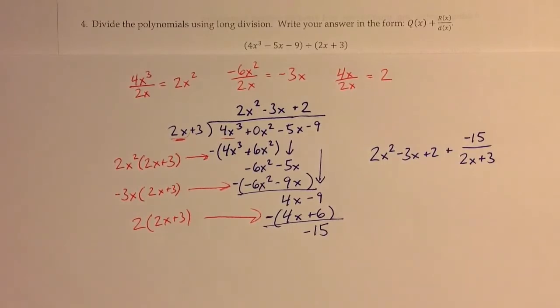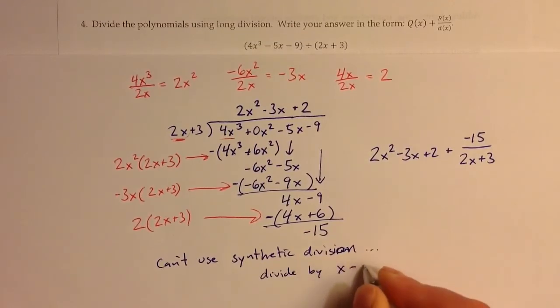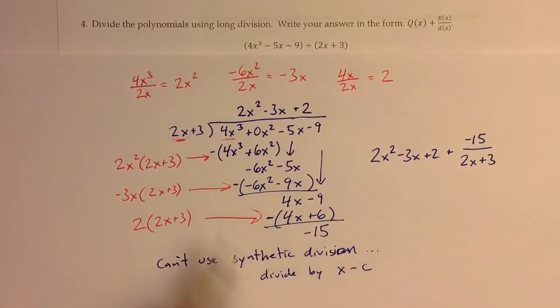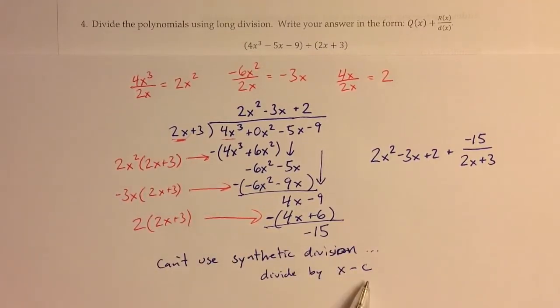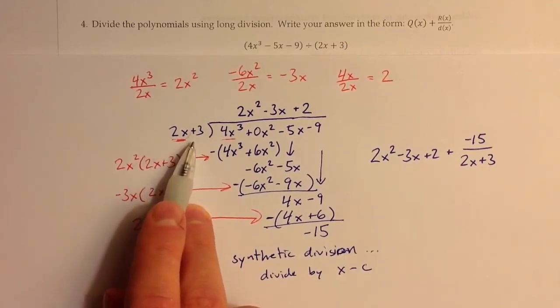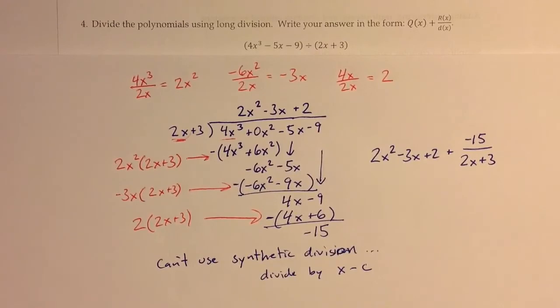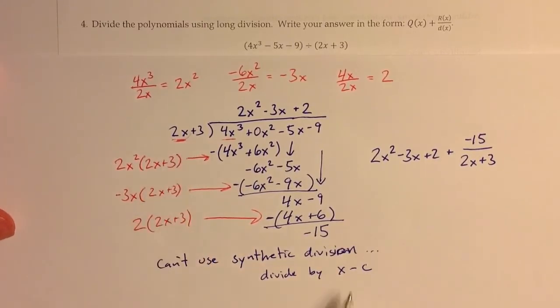This particular problem we can't use synthetic division for, because with synthetic division we can only divide by something that looks like x minus c, and we can't quite fit the 2x plus 3 into that form. We could divide by 2 and turn this into x plus 3 over 2, but then that would be a slightly different problem, and it wouldn't quite work out the same way. So this is an example of a polynomial that does work with long division. Long division is a bit more flexible, but it doesn't work with synthetic division.